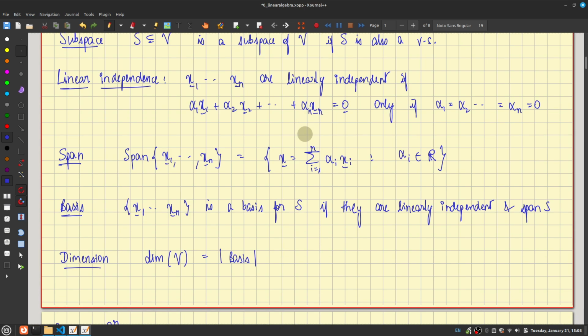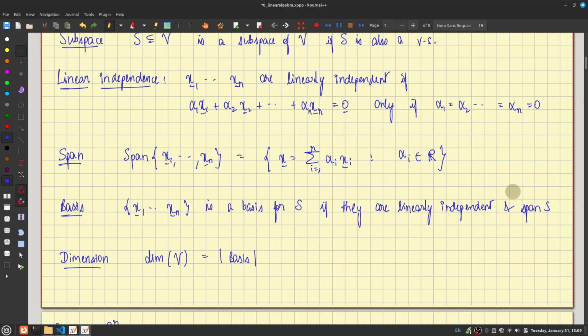And so using linear combinations, you can in fact generate a subspace. So you take any subset of vectors from a vector space and take the set of all possible linear combinations of these vectors. This is called the span of those vectors, and it forms a vector subspace. Okay? And any subset of vectors of a subspace S which are linearly independent and span S forms what is called a basis. Right?